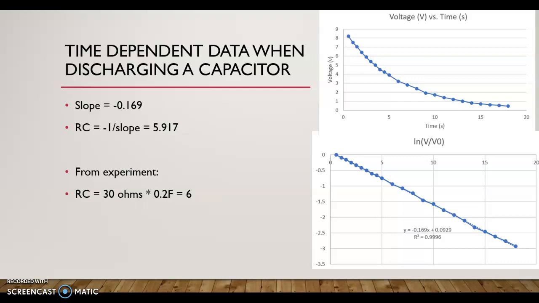The slope is negative 0.169. To find the RC, you take negative 1 divided by the slope, and from there I got 5.917. In ideal conditions, you would have RC equal 30 ohms times 0.2, which equals 6. As you can see, 5.917 and 6 are very close in value, which supports our experiment.